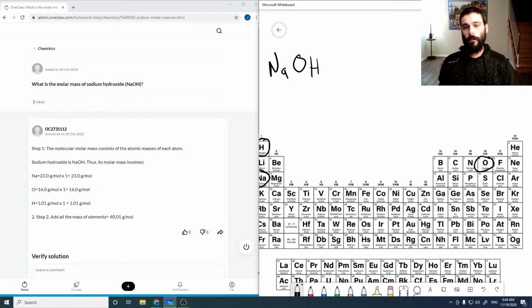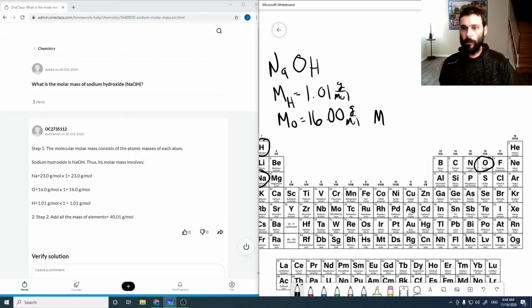So if we could see the numbers, or if you look closely at your own periodic table, you should find that the mass of hydrogen is roughly 1.01. Mass of oxygen is roughly 16. I'll put these units in here. And the molar mass for sodium is 22.99.